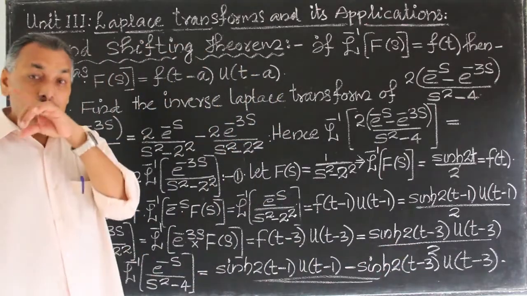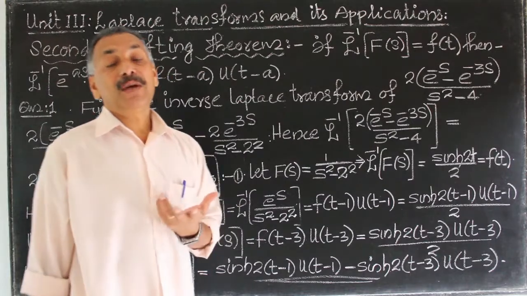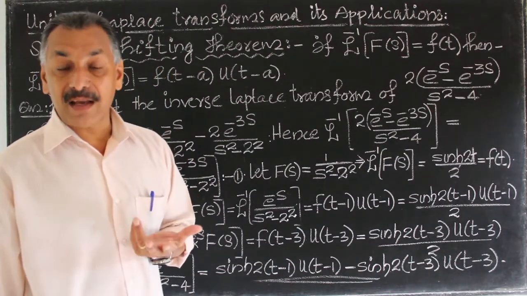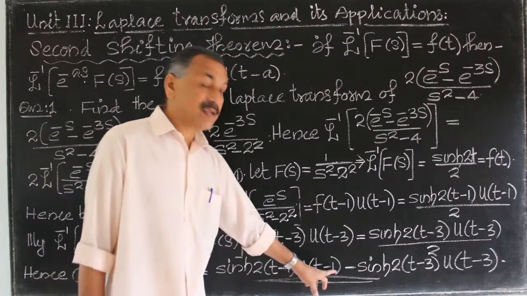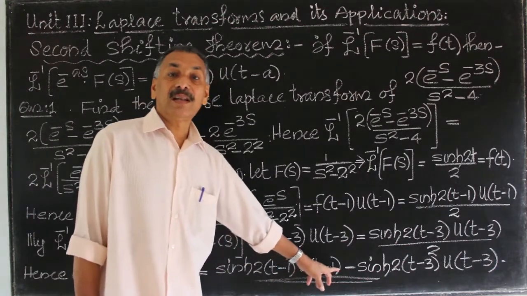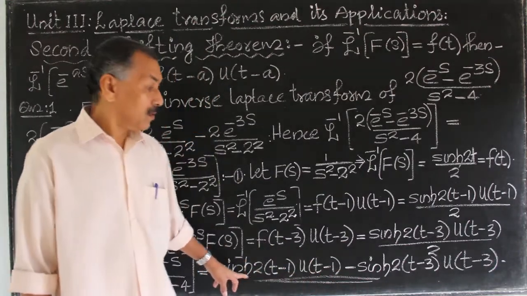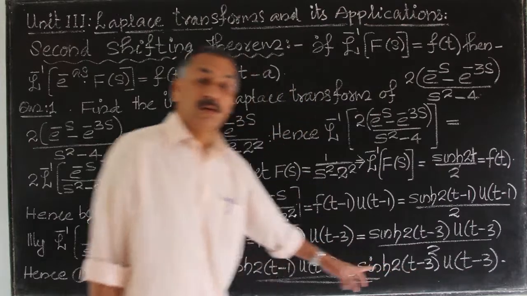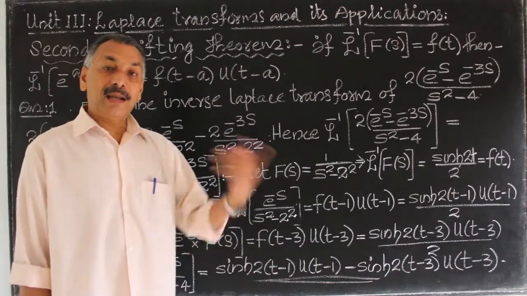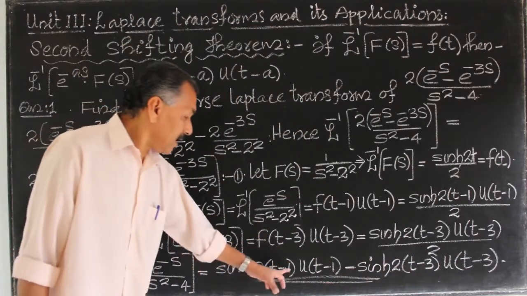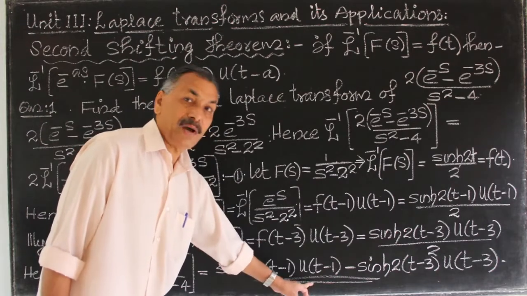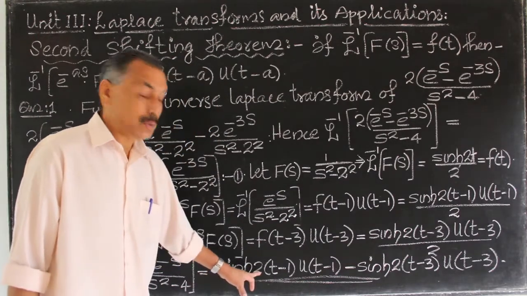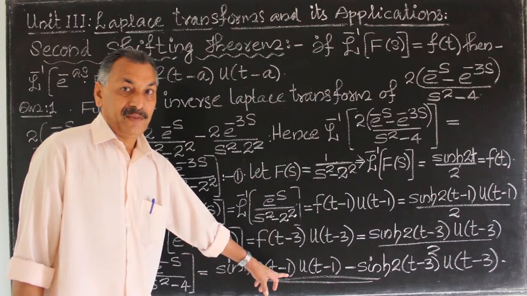Okay. Now what is u(t minus a)? u(t minus a) is equal to 0 if t is less than a, and equal to 1 if t is greater than a. Now here, if t is less than 1, this term becomes 0. If t is greater than 1, the value of this term will be 1. That is sinh 2 into (t minus 1).